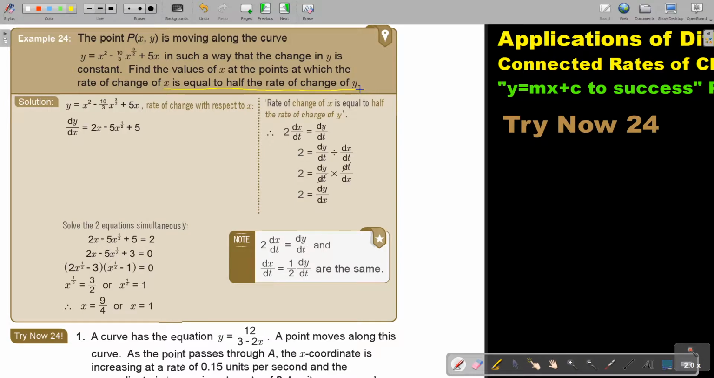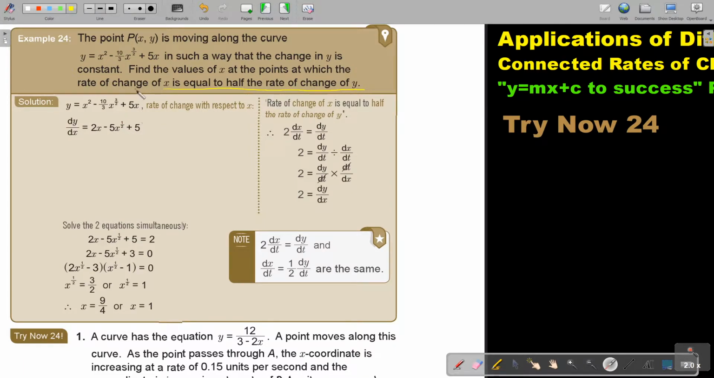Okay, now let's start with our first formula. So y equals the rate with respect to x. Now we're first going to differentiate this. So dy by dx is 2x. And if I multiply 3 over 2 by 10 over 3, I will get 5. If I subtract 1, I will get a half plus 5.